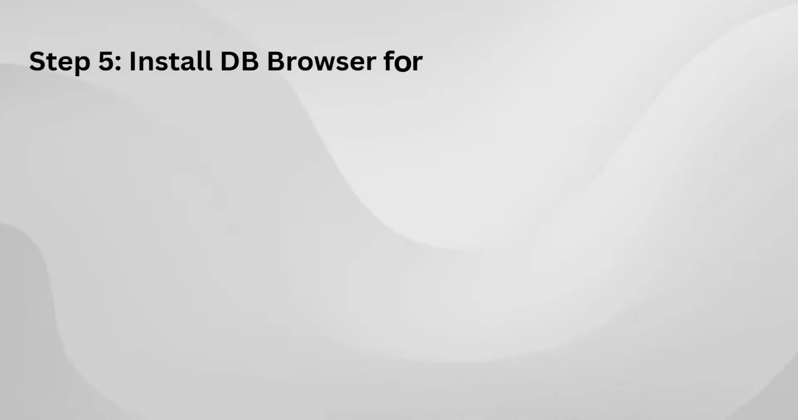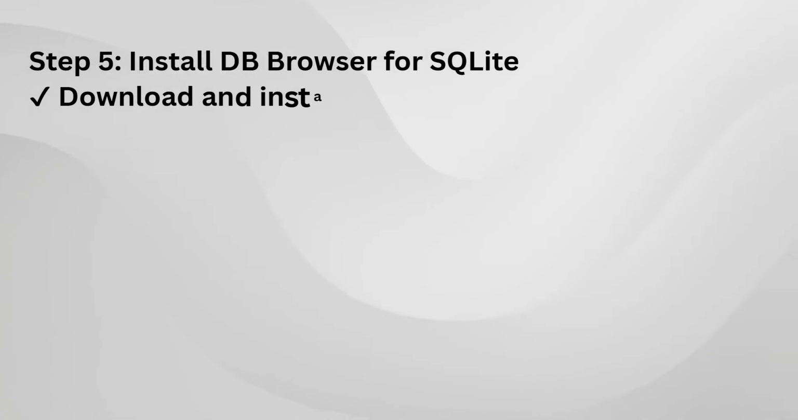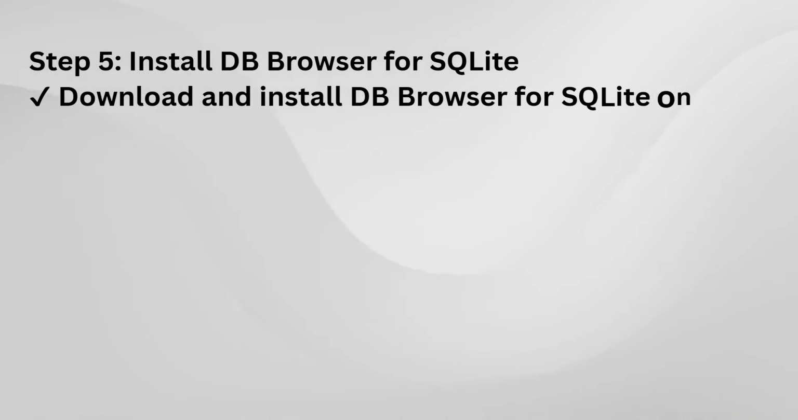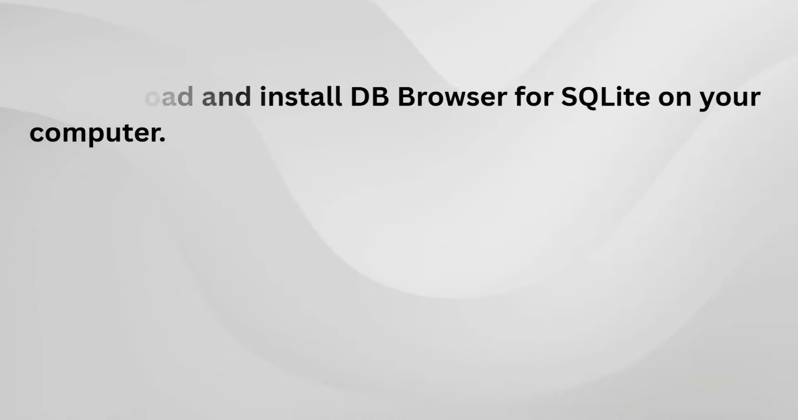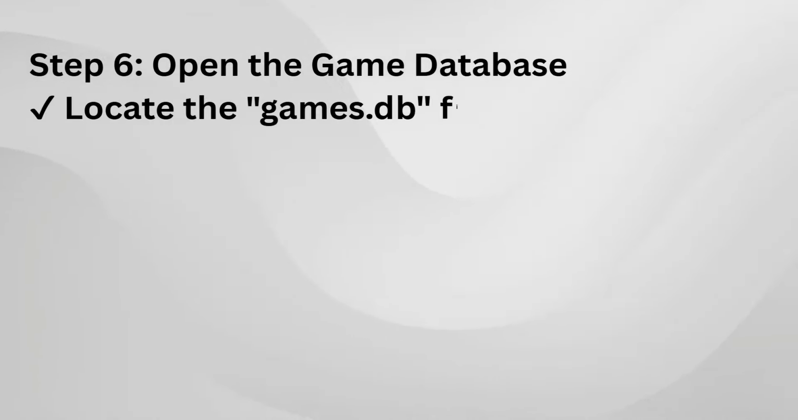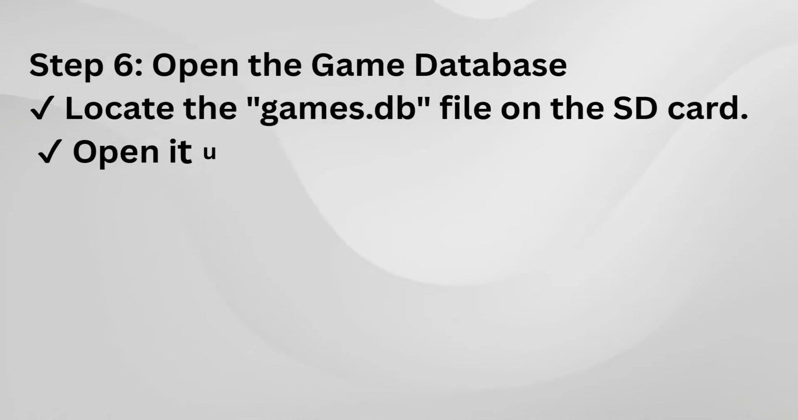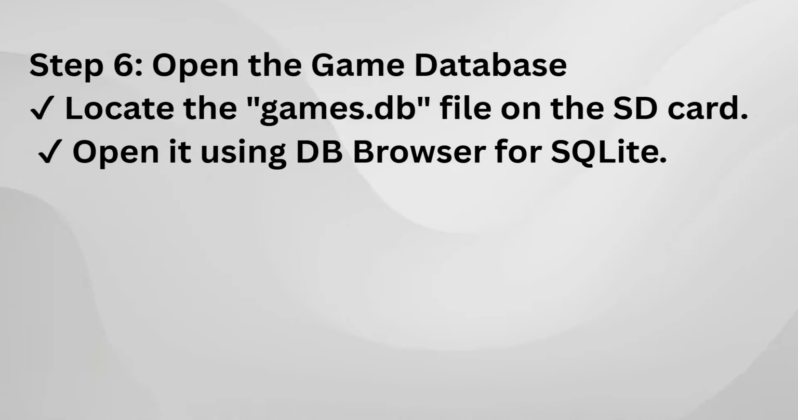Next, you'll need a program called DB Browser for SQLite. Download and install it on your computer. It's going to let you edit the database so your Game Stick Lite 4K recognizes the new games. Once it's installed, find a file called games.db on your microSD card and open it with DB Browser.